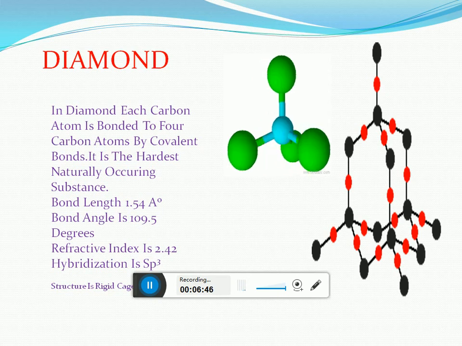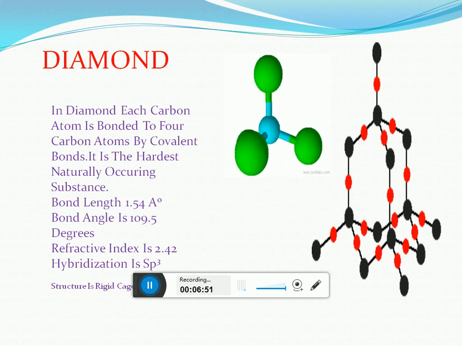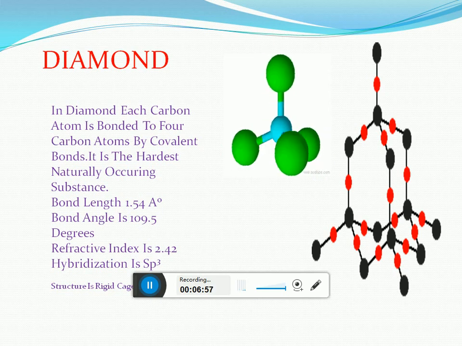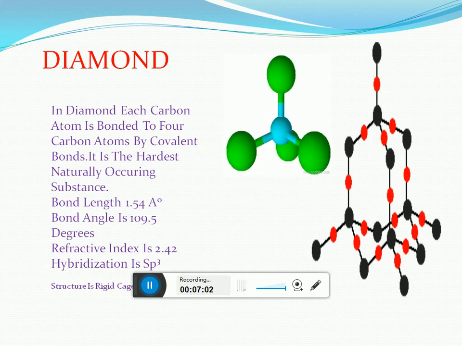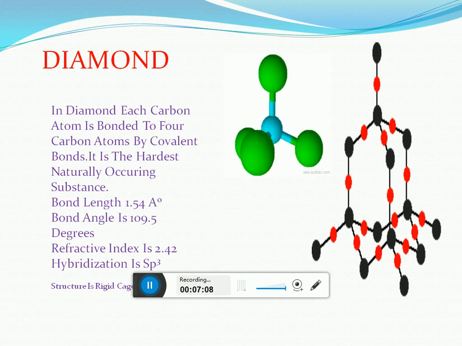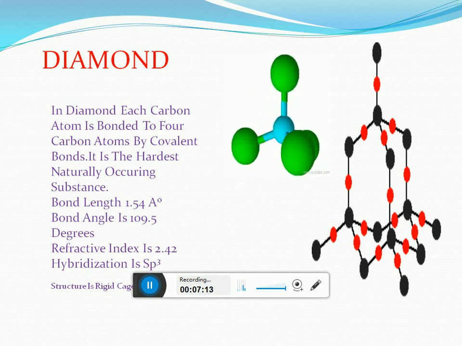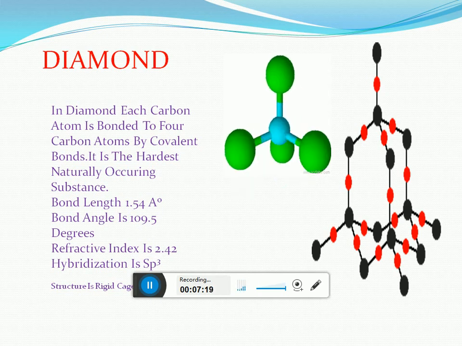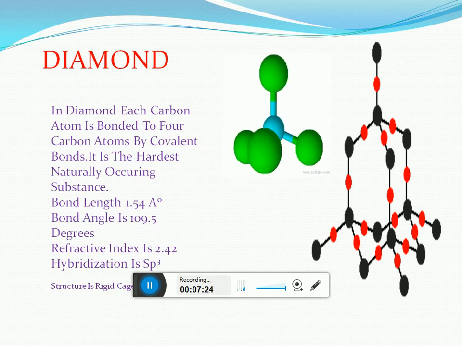Children, let us discuss the structure of diamond. Diamond is the hardest naturally occurring substance on the earth. In diamond, each carbon atom is bonded by 4 carbon atoms tetrahedrally. The bond angle in diamond is 109.5 degrees. You observe this one. Diamond is famous for its brilliancy. Why? Because refractive index of the diamond is 2.42. You observe this animation, children.